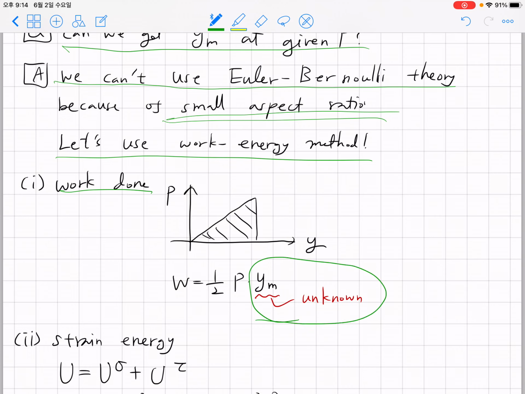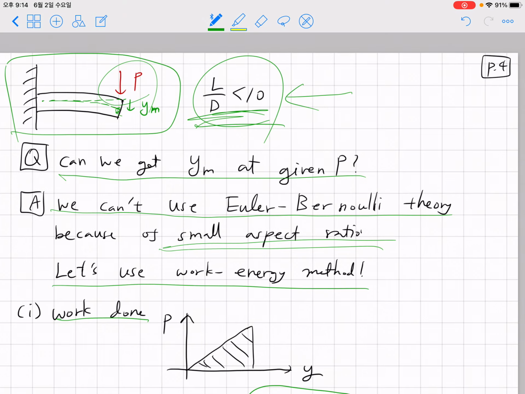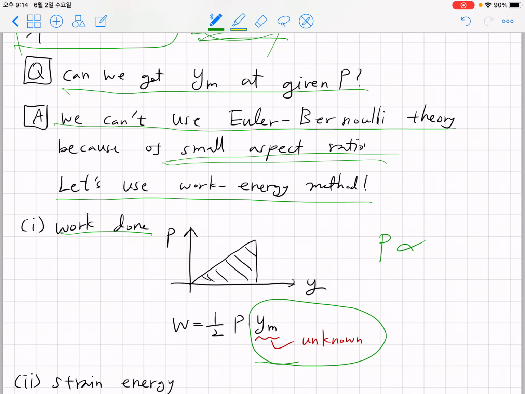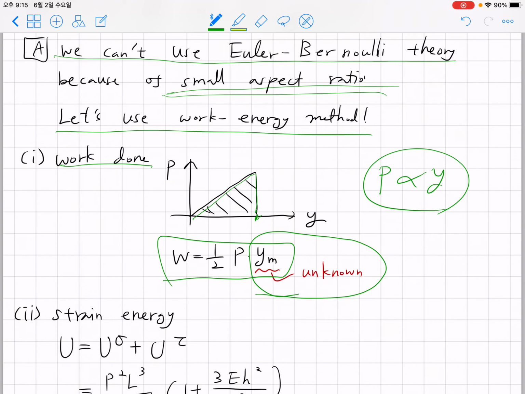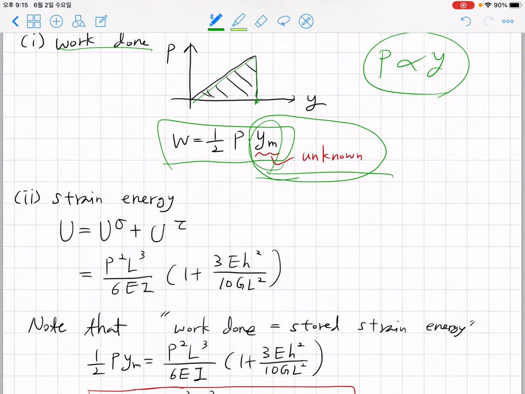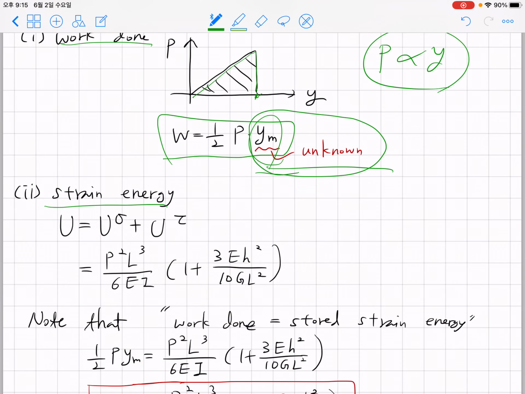So let's say that because this is a linear problem, P and Y should satisfy a proportionality or linear relationship, but at the end deflection we don't know the exact relationship between P and Y. Okay, so we can just write down that the work done is given as 1/2 P times Ym, and Ym is of course an unknown value. Now let's consider strain energy.